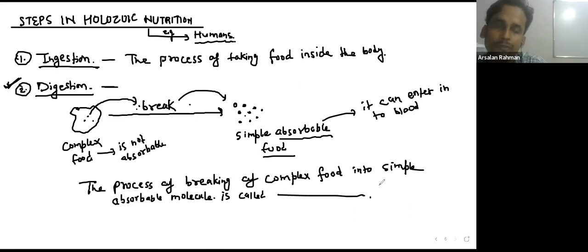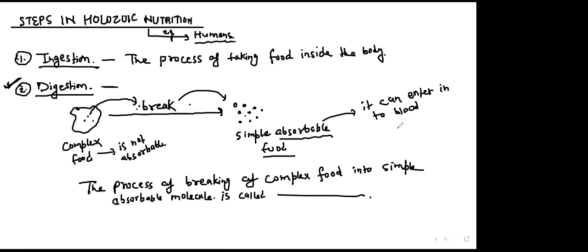What is the first step of holozoic nutrition? First step is ingestion, to put food inside the body. The second step is digestion, to convert complex food into simpler absorbable food. Okay, please write down this. Then we will move to the third step, that is absorption. The third step is absorption.